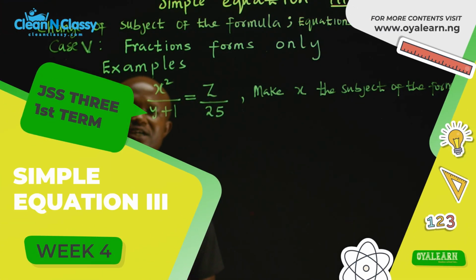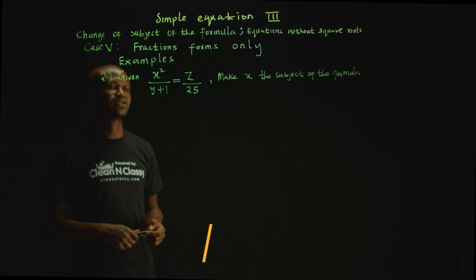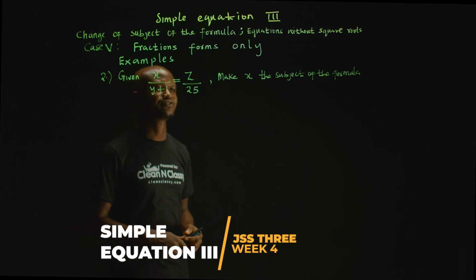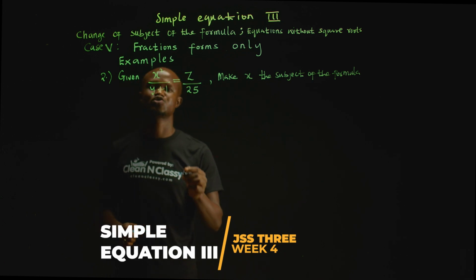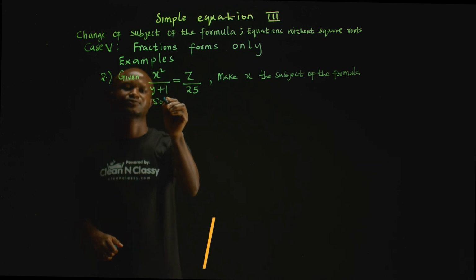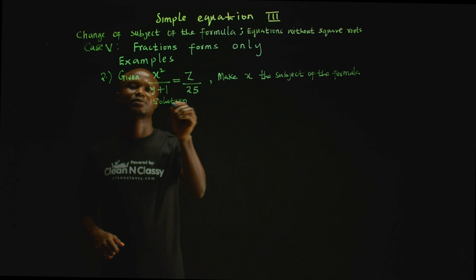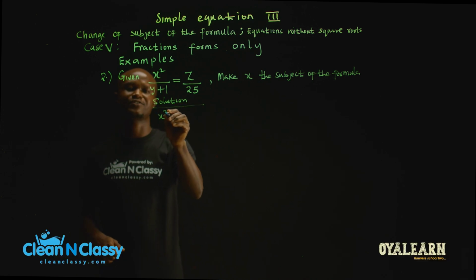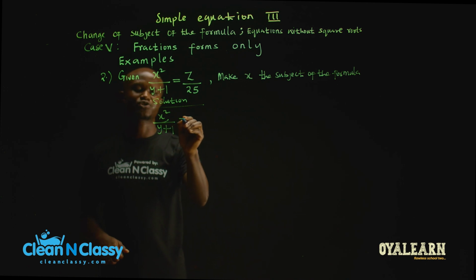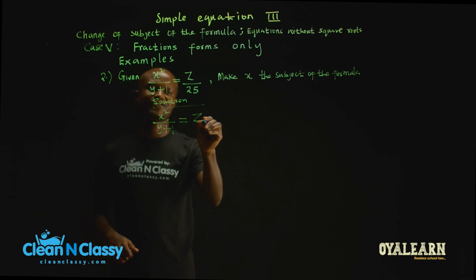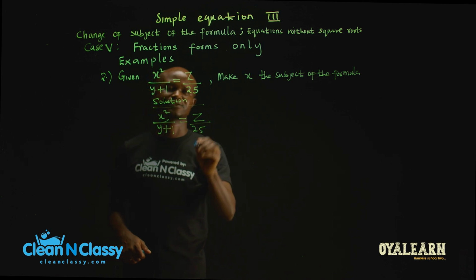Given x squared divided by y plus 1 equals z divided by 25, make x the subject of the formula. Solution. So we have x squared divided by y plus 1 is equal to z divided by 25.